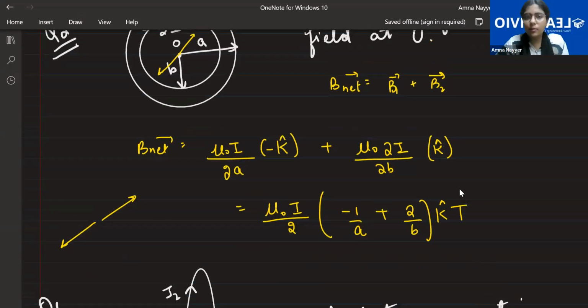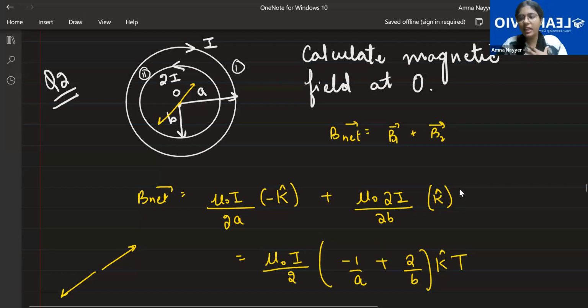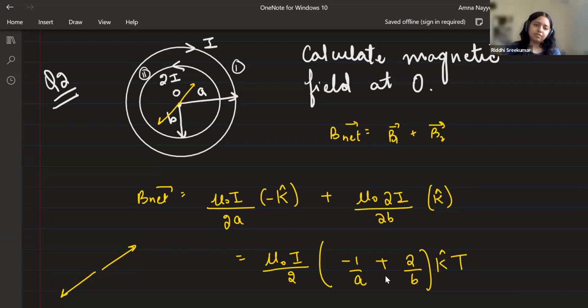Now see, Riddhi, you can get questions where values are given. I have taken all the questions where values are not there. Even if values were there, I just took it as I and 2i. So you can simplify that further. When you'll have the values, you'll get a final answer also.